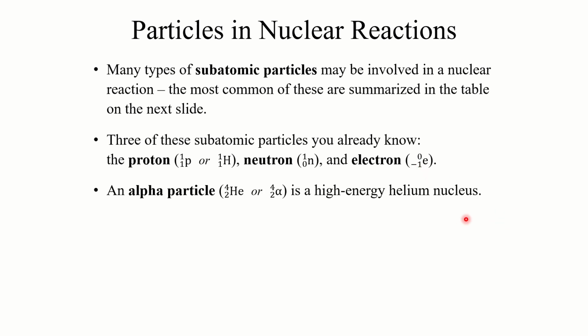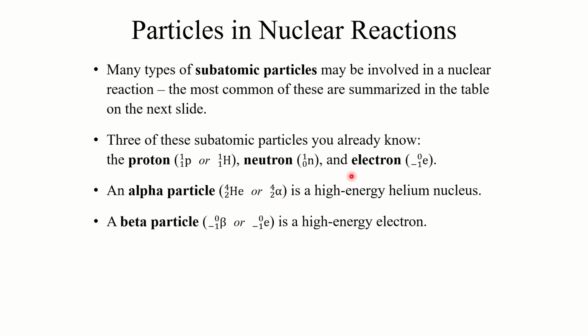We will also see alpha particles. Alpha particles are high energy helium nuclei, but they do not have any electrons. So it's 4,2He, so a charge of 2 and a mass of 4. So they are essentially just these small little bundles of 2 protons and 2 neutrons, no electrons. They can be given with the label He or with the Greek letter alpha, but it's important that it's a mass of 4 and a charge of 2.